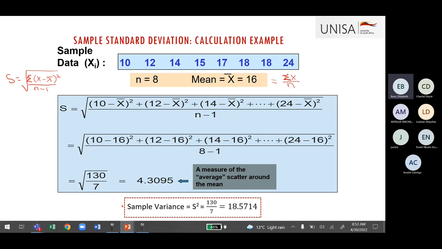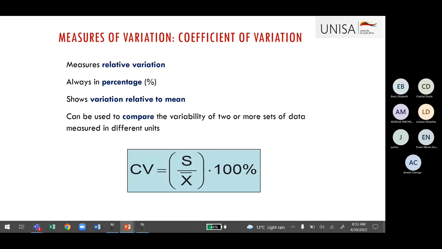Let's look at another measure of variation, which is the coefficient of variation, which measures the relative variation. And we always represent it in a percentage form, and it shows your variation relative to the mean, and can be used to compare the variability of two or more data sets.